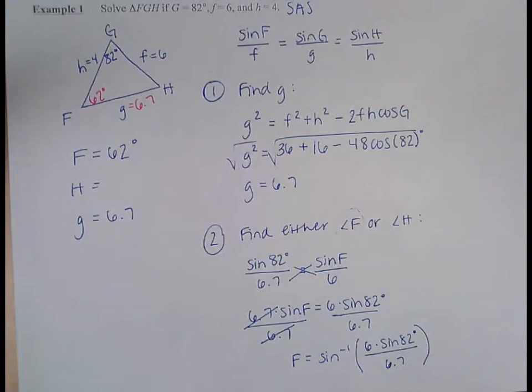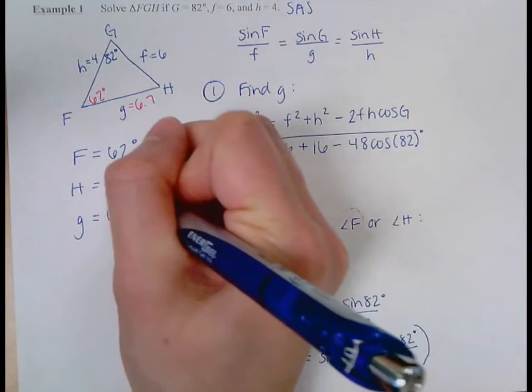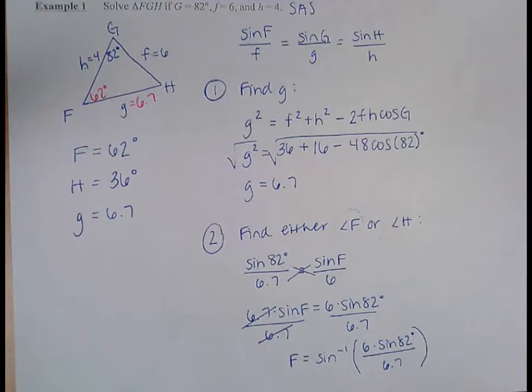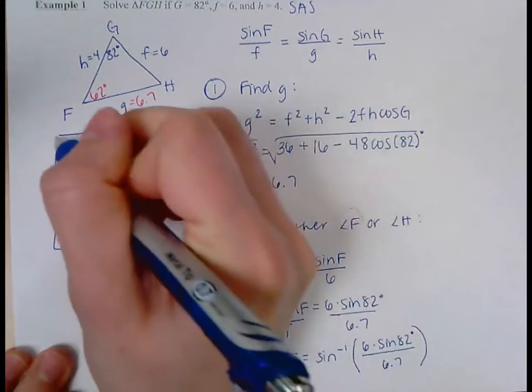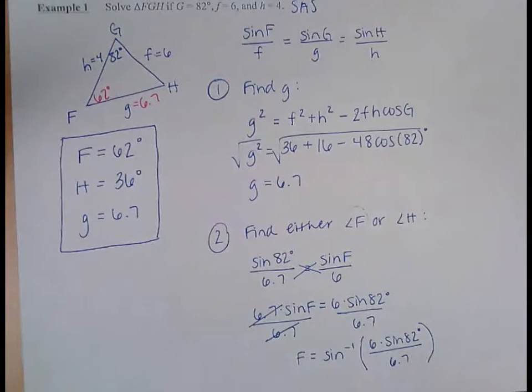All right, and then we still have angle H. How could we find angle H? Yep, so 180 minus angle G, so minus 82 minus angle F of 62. So angle H then would be 36 degrees. Okay, so we had to find 3 different measures. We used a different calculation to find all 3. So that's part of this practice.